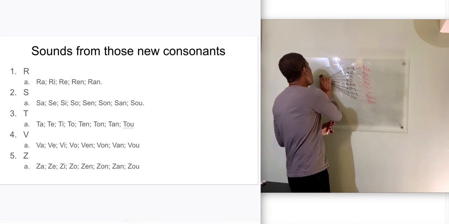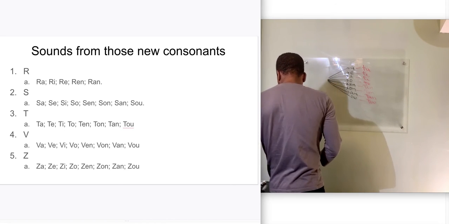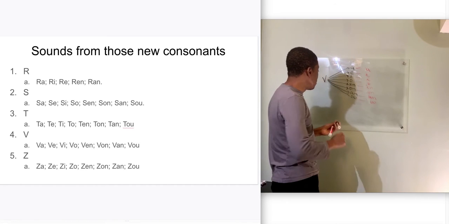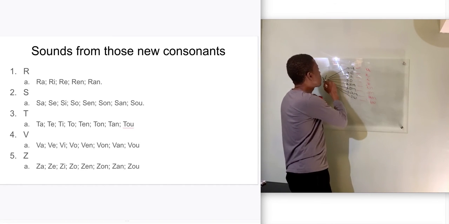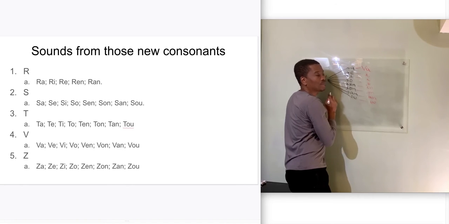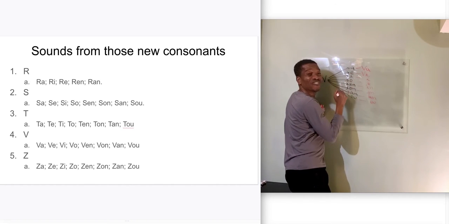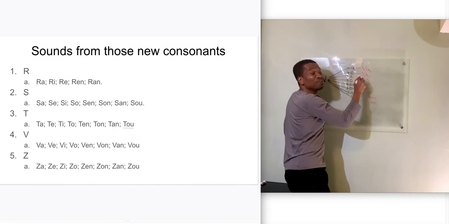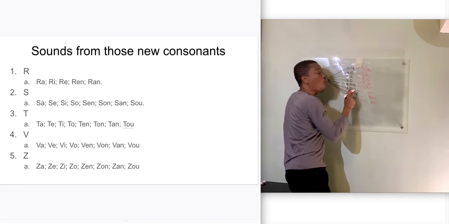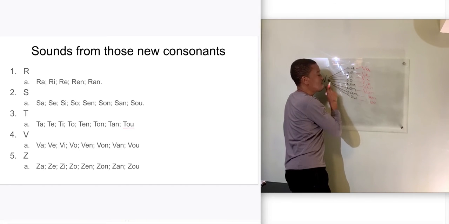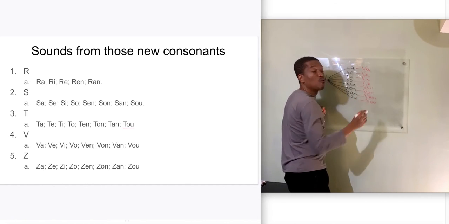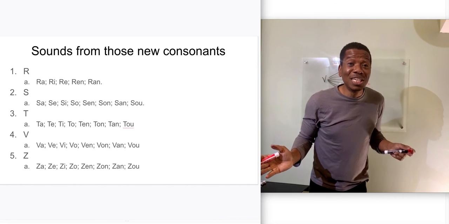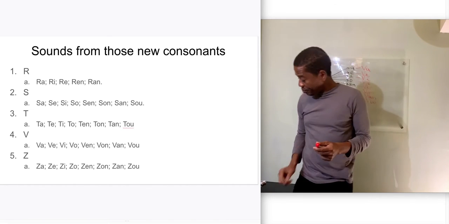Now, let's go with V. So, with V, you're gonna have V, A, va. V, E, ve. V, I, vi. V, O, vo. V, en, ven. V, on, von. V, un, van. V, ou, vou. It's easy, right? Easy enough. That's it. Let's see the last letter.